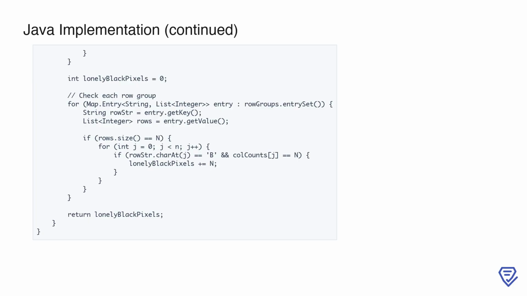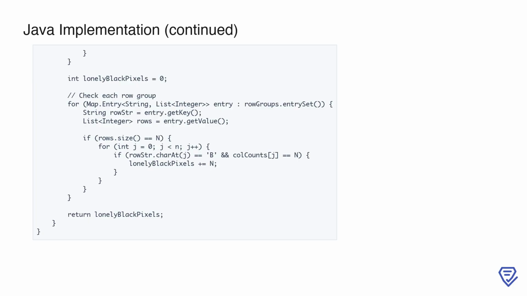Now, after grouping rows by their string representation, we initialize a variable lonelyBlackPixels to 0. This variable will store the final count of lonely black pixels. We then iterate through each entry in the rowGroups map. For every entry, we extract the row string and the list of row indices. If the number of rows in the group equals n, we proceed to check the columns.